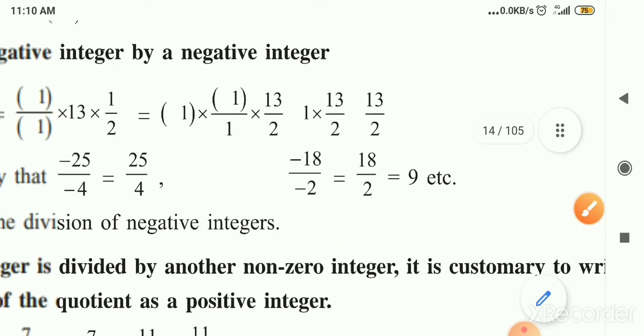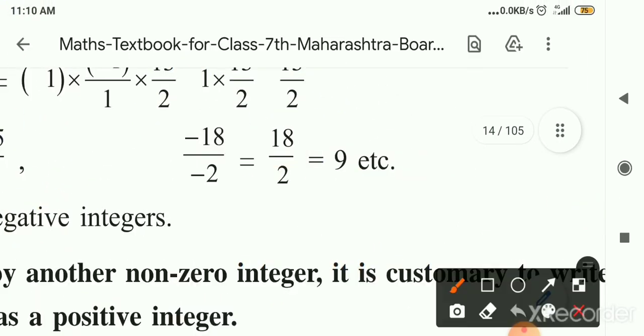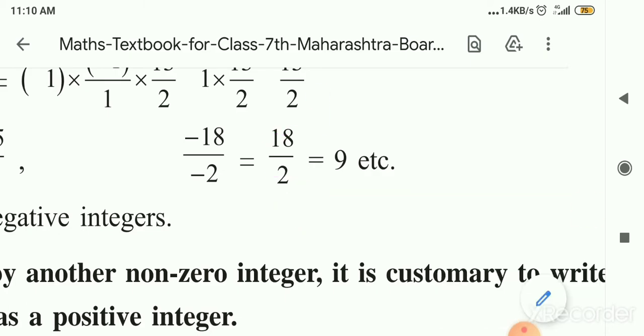If it is divisible, divide; if not divisible, keep it as it is. Here it is divisible. Both numbers are negative, so the negative sign cancels with the negative. So 18 upon 2: 2 ones are 2, 2 nines are 18, so 9 is its answer.